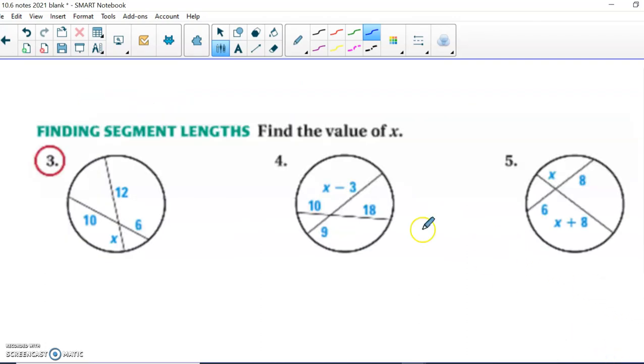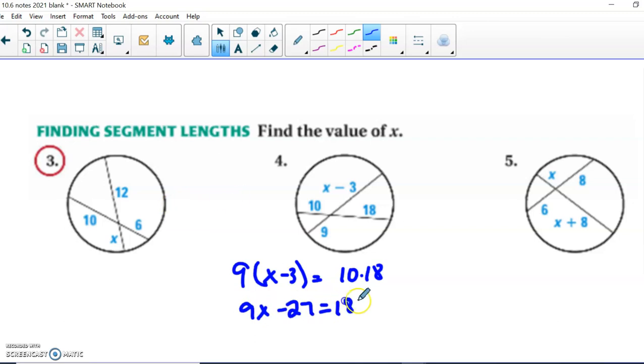Let's bump it up a little bit. Let's throw an expression in there. I just want to warn you, make sure when you do this, you distribute. So I'm going to say 9 times the quantity x minus 3 equals 10 times 18. Or we get 9x minus 27 equals 180. We're going to add 27 to both sides, so we get 9x equals 207. We're going to divide each side by 9. What's that give us? 207 divided by 9. And it looks like x is going to be 23 in this case.